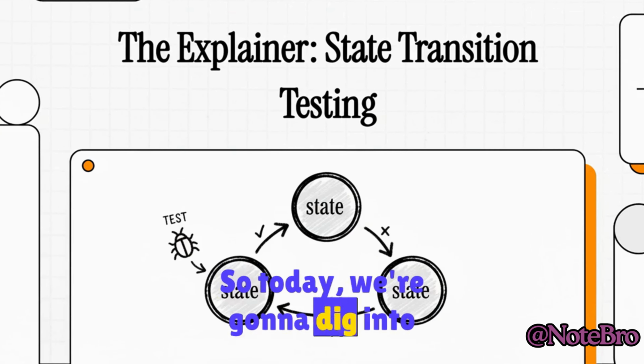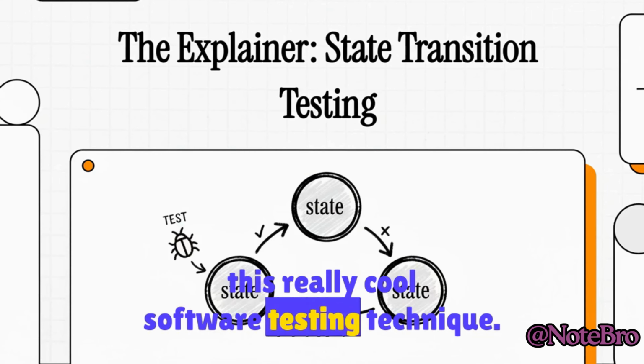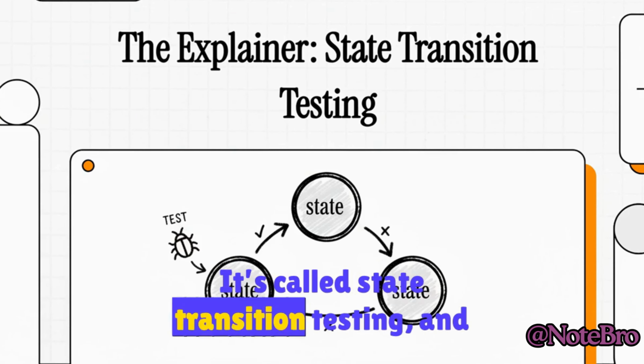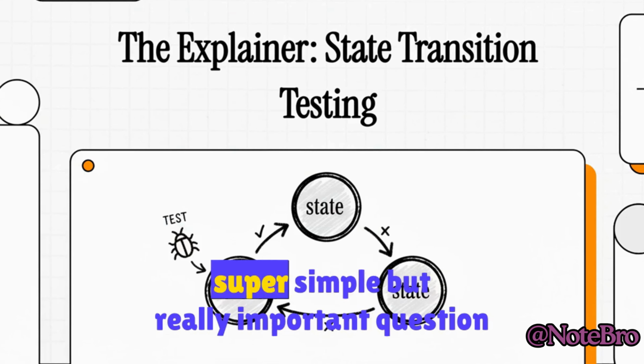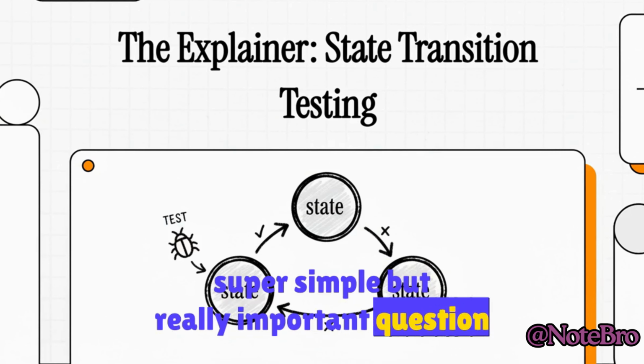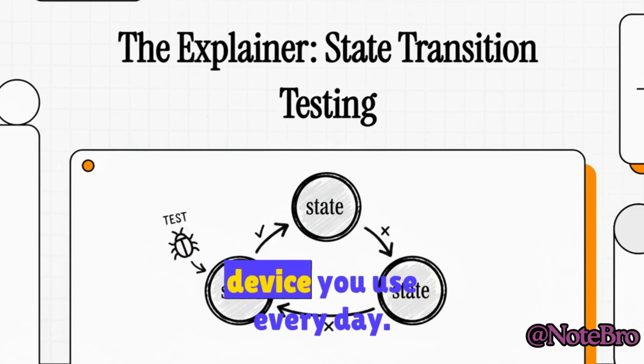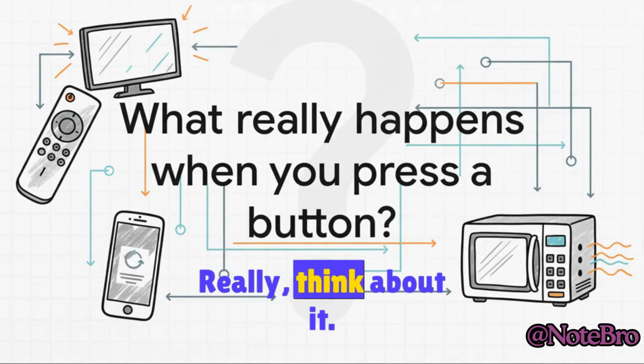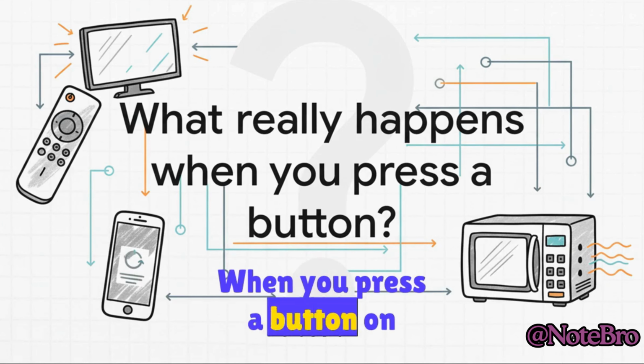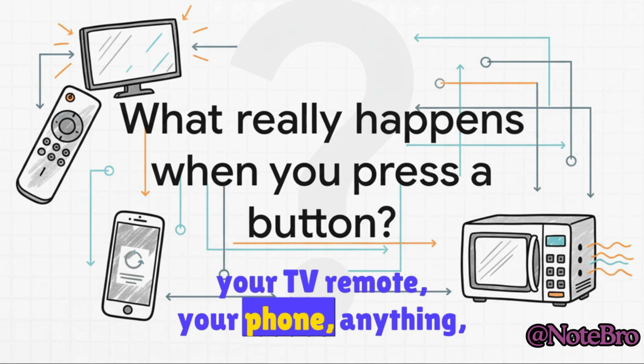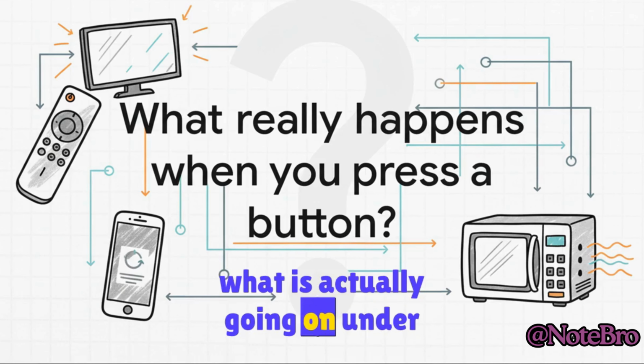Today we're going to dig into this really cool software testing technique. It's called state transition testing. And it all boils down to a super simple but really important question that applies to pretty much every device you use every day. No, really, think about it. When you press a button on your TV remote, your phone, anything, what is actually going on under the hood?